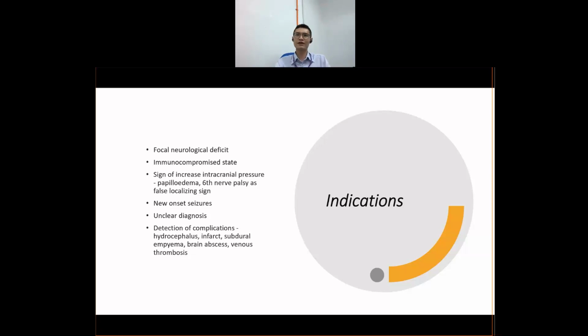For example, if you have patients with anything that suggests a space occupying lesion in the brain, like I've mentioned to you just now, if patients come to you with focal neurological deficit, or you find papilloedema, cranial nerve palsy, or new onset seizures, you need to do brain imaging, because only through imaging can you detect all the complications happening in the brain from the infection. For example, hydrocephalus, infarct, empyema, brain abscesses, and also venous thrombosis. So without imaging, you cannot know what is happening in the brain.